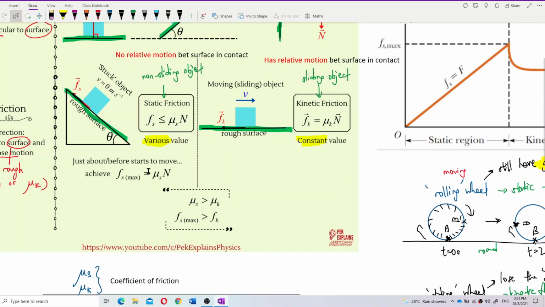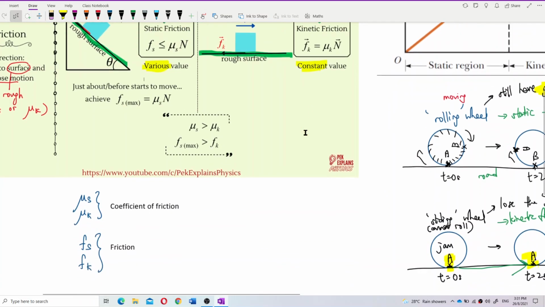Mu_s n is actually the maximum value, so static friction can be lower than mu_s n. But kinetic friction cannot. It's a constant value, constant at mu_k n. I will explain later about the varying value and constant value between static friction and kinetic friction.